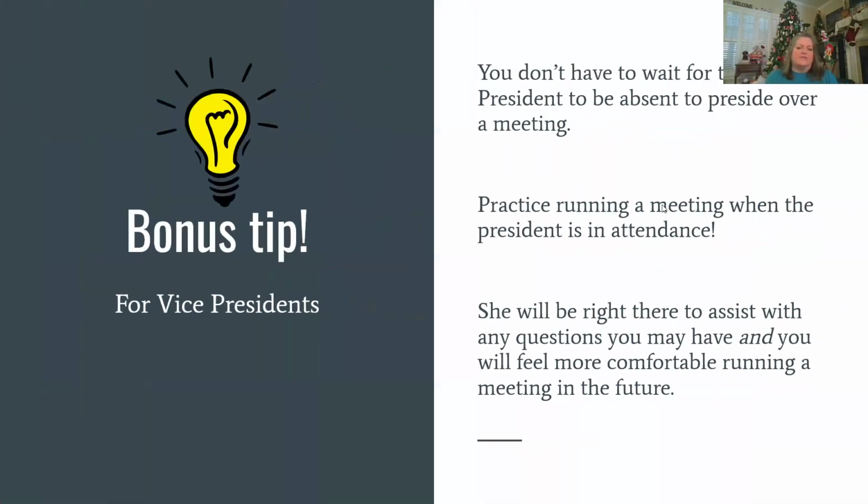Bonus tip. All right, this is for vice presidents. You don't have to wait for the president to be absent to preside over a meeting. You can practice running a meeting when the president is there, and she'll be right there to assist you with any questions, and you'll feel more comfortable if you have to run a meeting in the future.